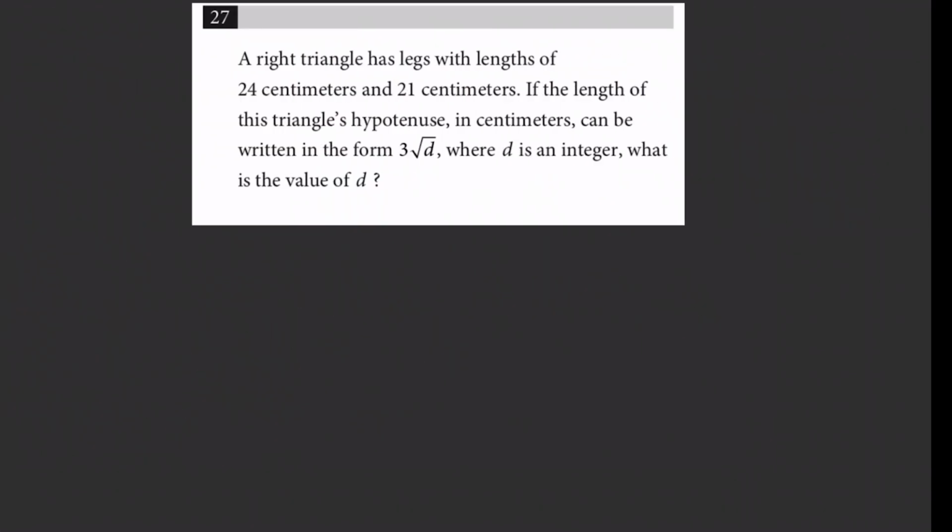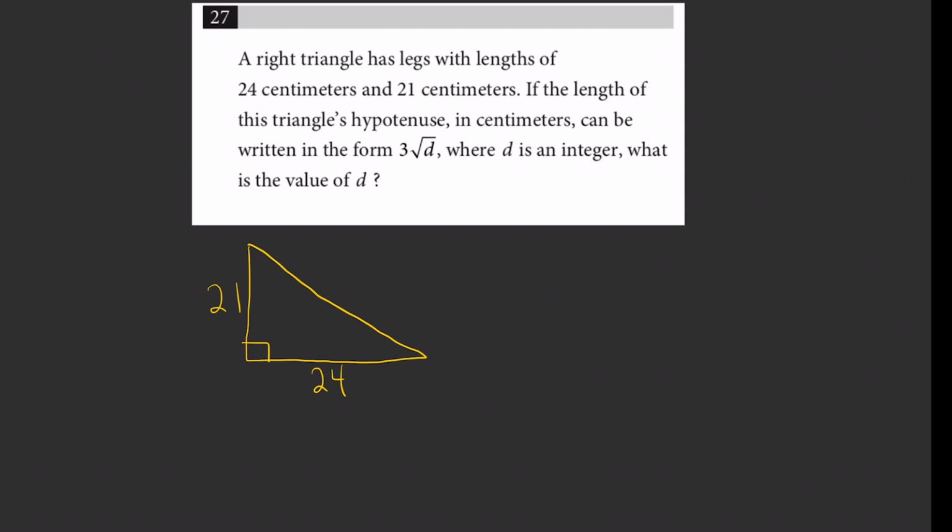Here we have a right triangle with legs 24 centimeters and 21 centimeters. If the length of the triangle's hypotenuse, okay, so right now I know that I've got a right triangle, and I'm going to draw that with the legs. So the legs are the non-hypotenuse sides, right? I'll take this one, the 24. I'm not going to bother with the centimeters label, 21.